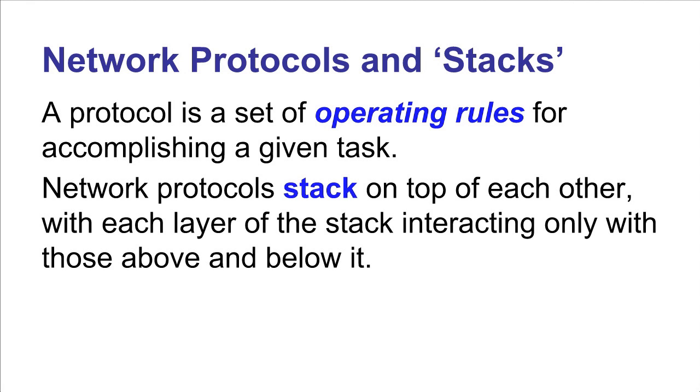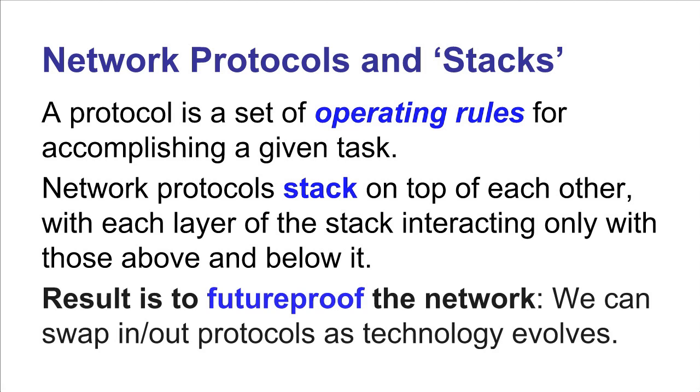Network protocols stack on top of each other, with each layer of the stack interacting only with those above and below it. The result is to future-proof the network. We can swap in and out protocols as technology evolves. This is what allows Netflix, for example, to stream video faster than can be done over the web.